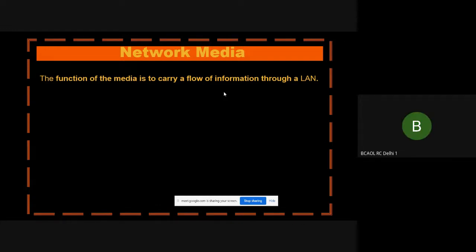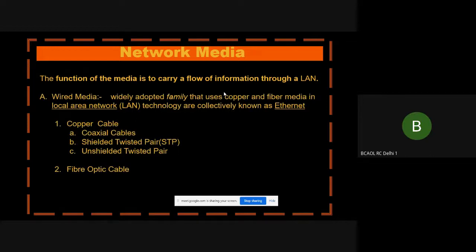Yes, ma'am. That is network media. So the function of the media is to carry a flow of information through a LAN. Basically your media will carry your information. The wire will carry your information from one computer to the other. So you have wired media, which is guided media. In your book it will be written guided media and unguided media, two kinds of network media. Do you understand? Yes, ma'am.